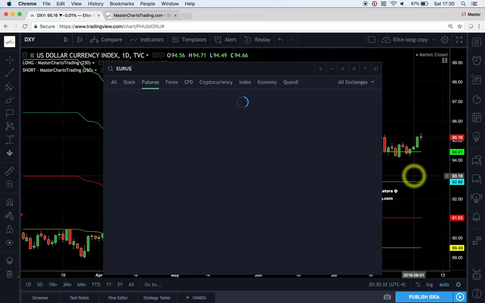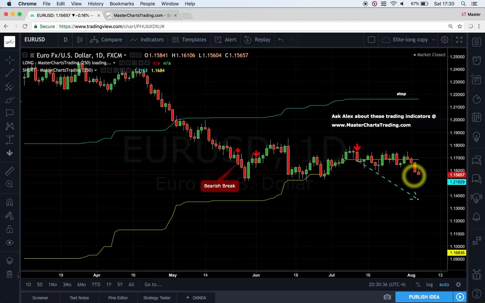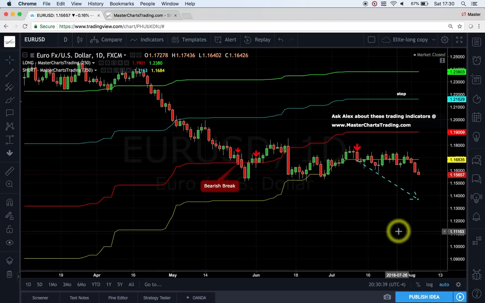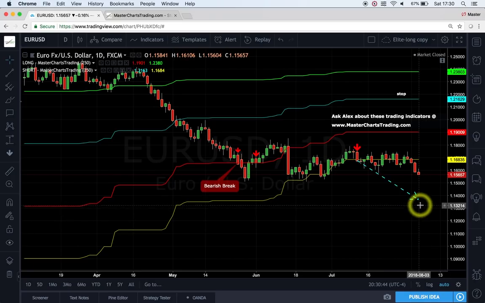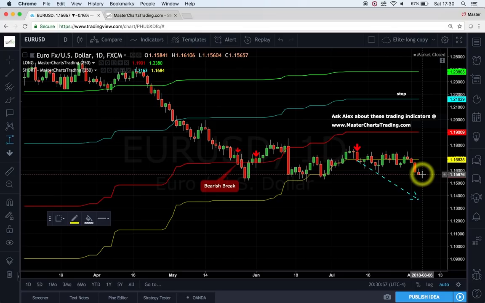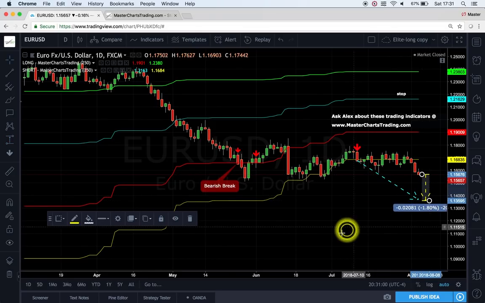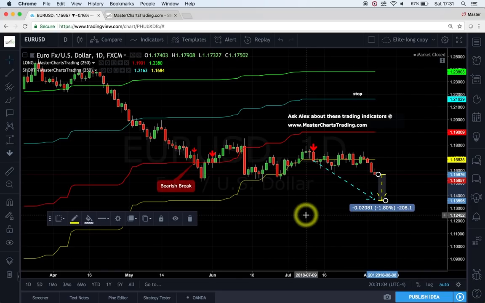So let's look at individual Forex instruments. So here's Euro versus US dollar. I am projecting that we're going to move still lower, possibly to this area of decent support around 1.13683. So this would imply from today's levels another 200 pip move to the downside.